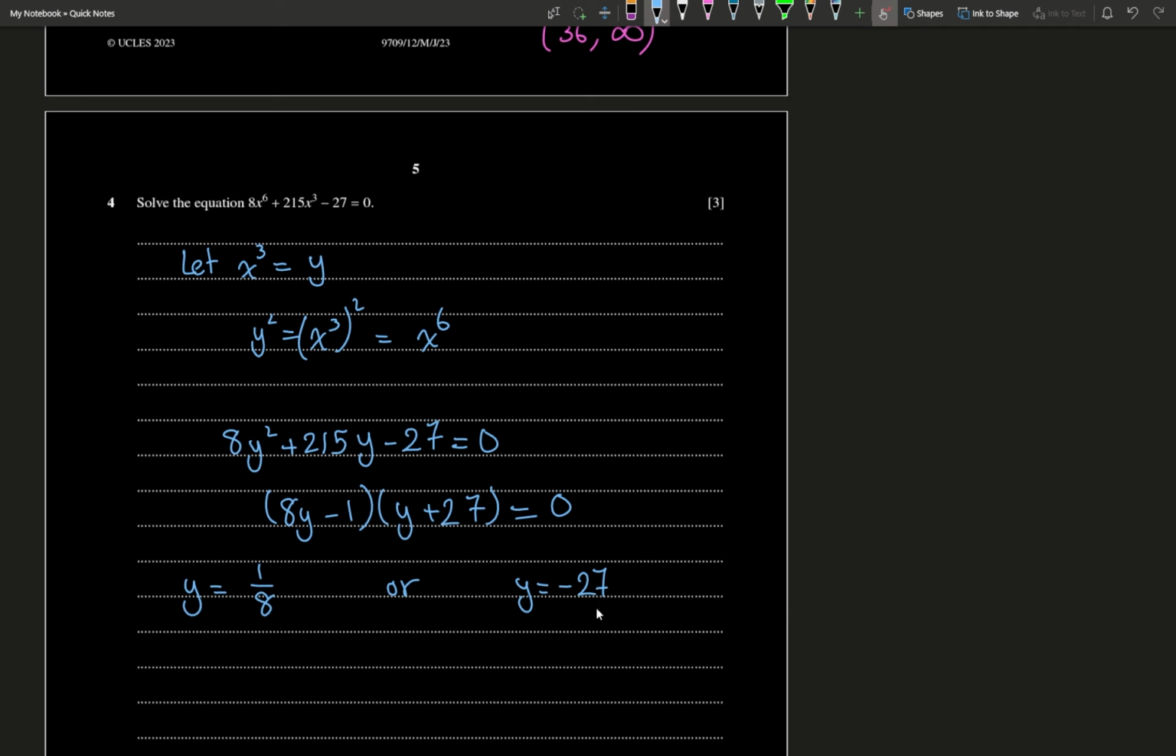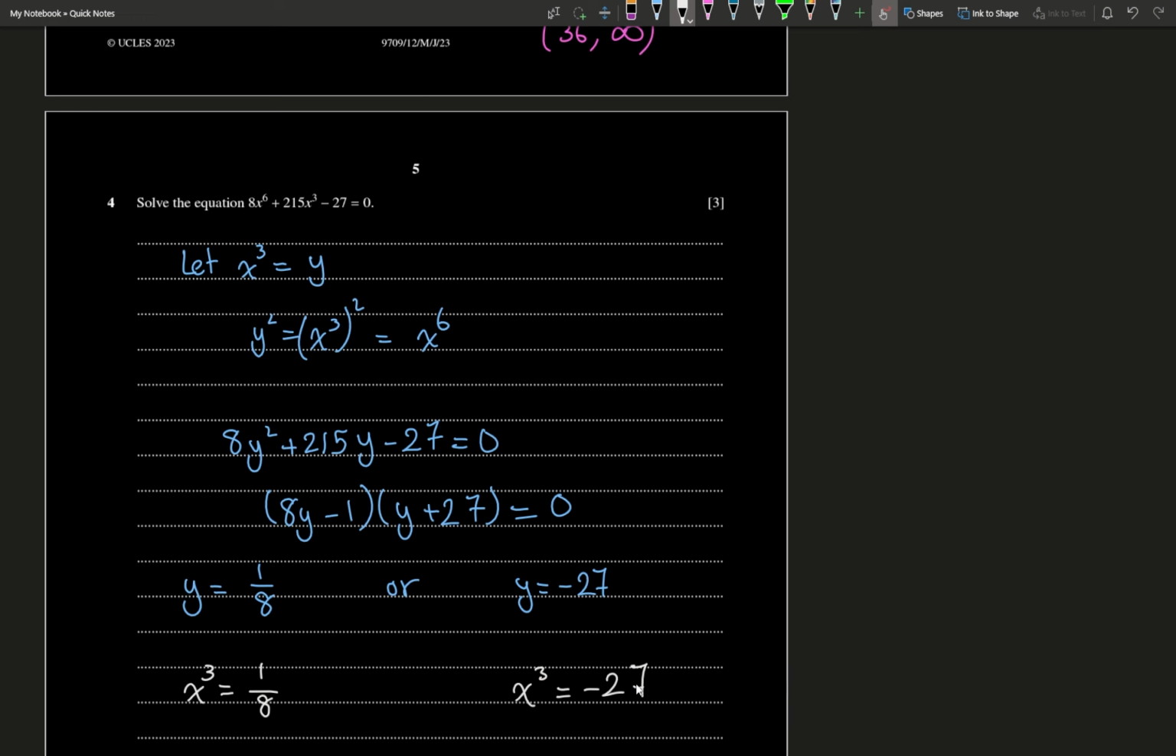ماشي. ولكن we're told solve for x not for y. فأنت دلوقتي هتضطر substitute x raised to the power of 3 with y. فهتكتب كده if y is equal to 1 over 8, then we can say that x cubed is equal to 1 over 8. ونفس الحاجة برضو x cubed is equal to negative 27.